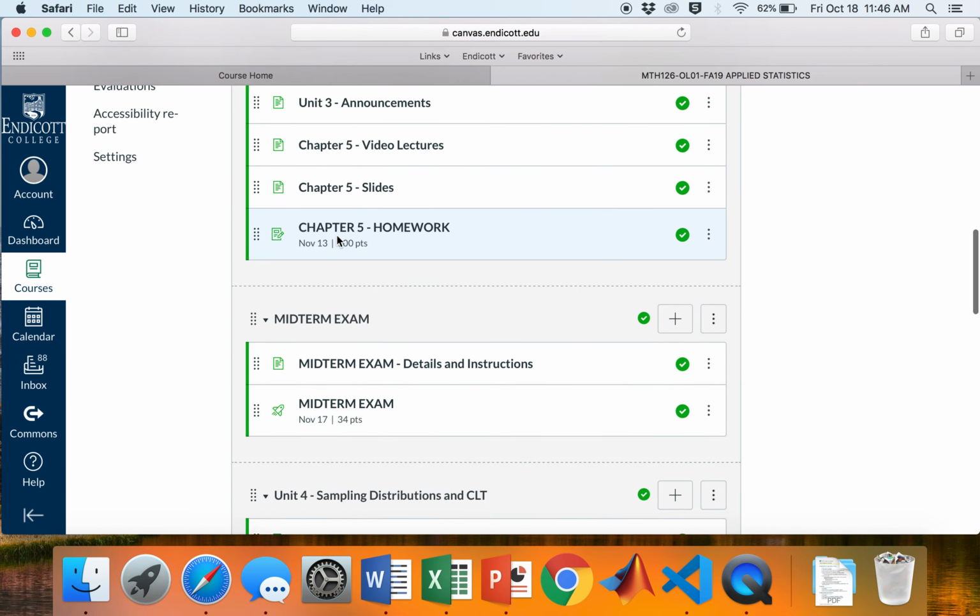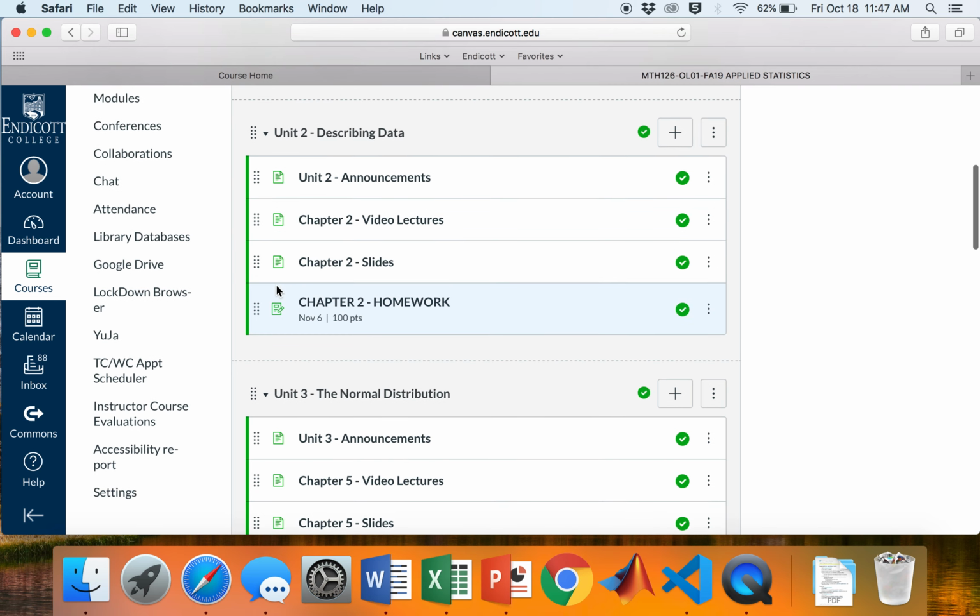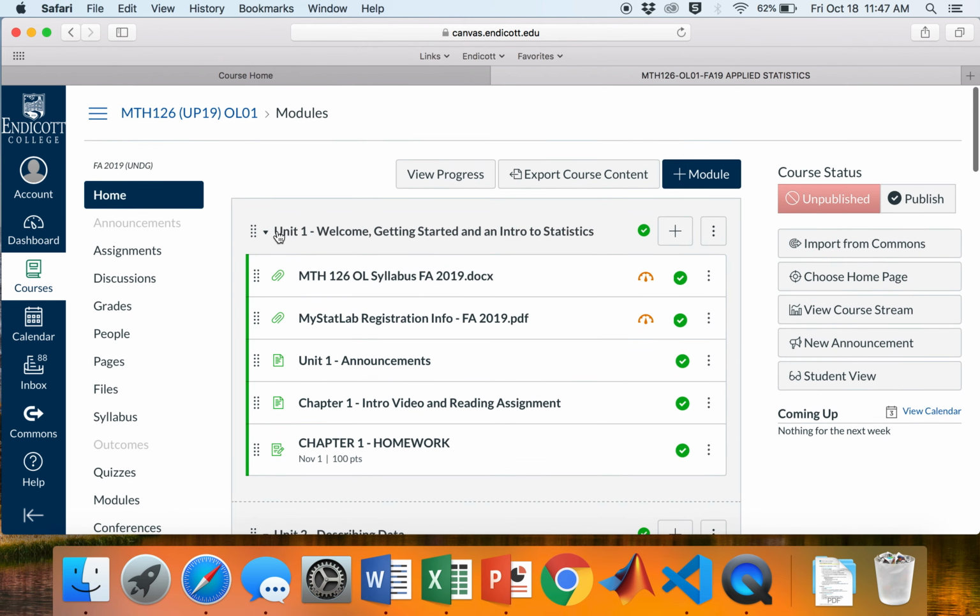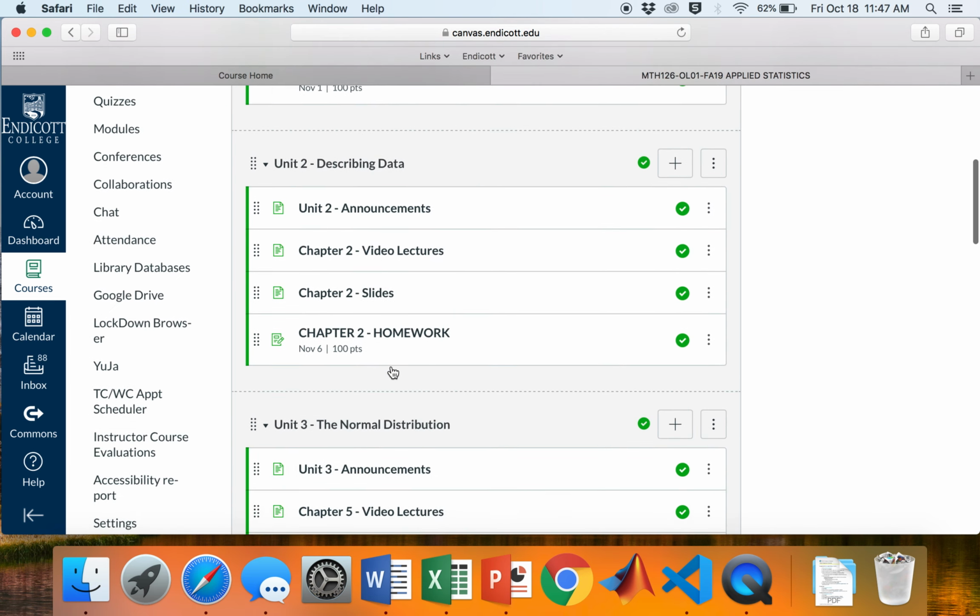But I put them in Canvas. There's due dates here, and these match the due dates that are in my stat lab. So this is a nice way of you hopefully being on top of due dates, is that they're here in Canvas. And also this lets me enter a grade for you for these things, which means the grade book in Canvas can be the only grade book that you really need to be looking at.